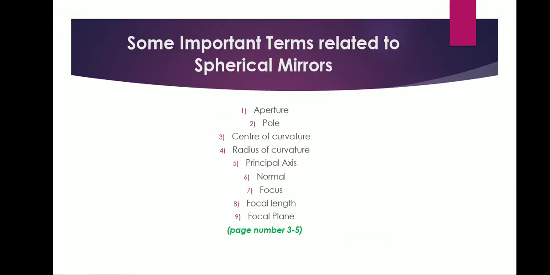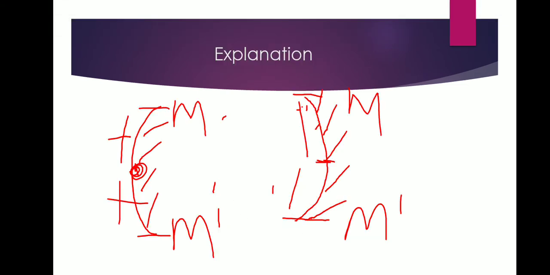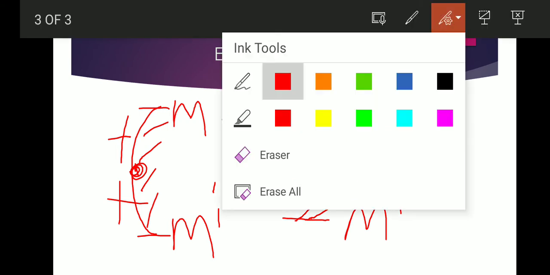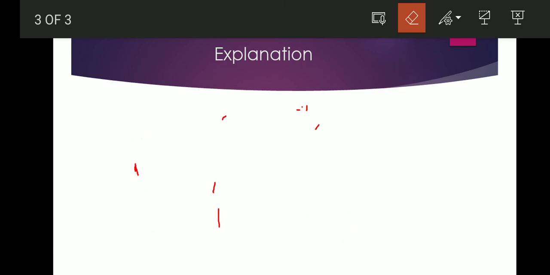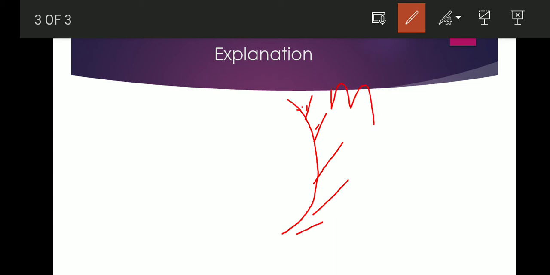Then next we have center of curvature. Okay, center of curvature. Let's erase this. Yes. Here we have concave mirror. This side is the non-reflecting surface. We call it M and M dash. This is aperture, and the pole will be here at the midpoint of this aperture.